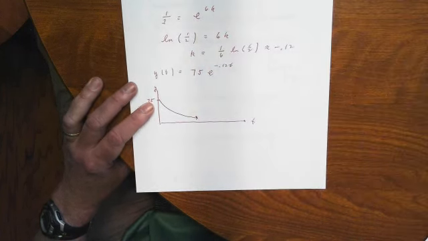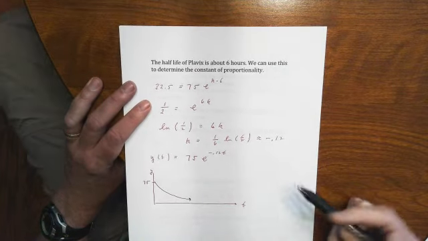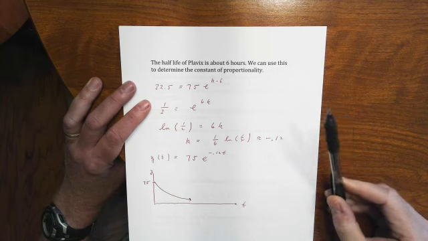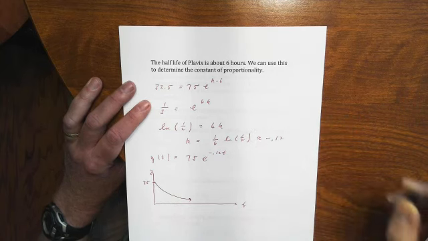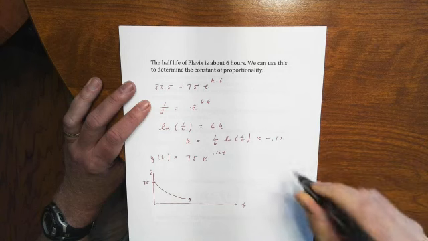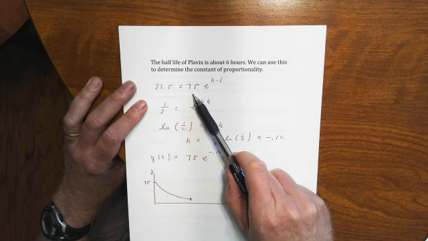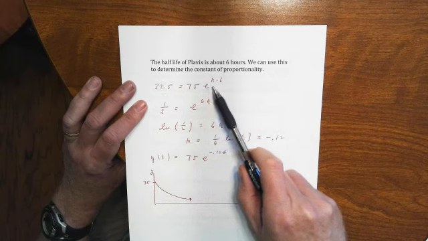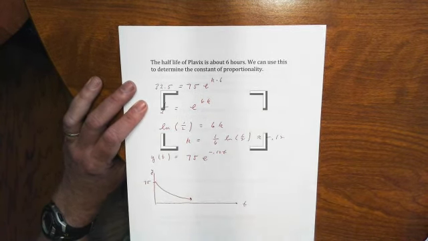For Plavix, the half-life is about 6 hours, and this is a value that you can easily get just by googling Plavix and half-life, and we can use this to determine the constant of proportionality. A half-life means how long it takes for a dose to decrease by half. So if I have a 75 milligram dose, and it decays to half its amount, 32.5, I know that's e to the k times 6. What I'm doing is I'm using this formula.